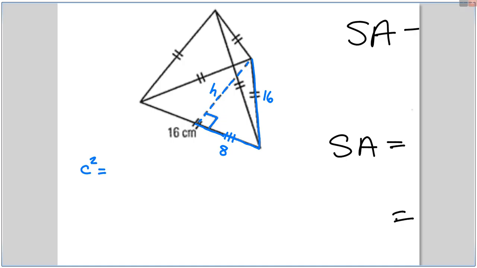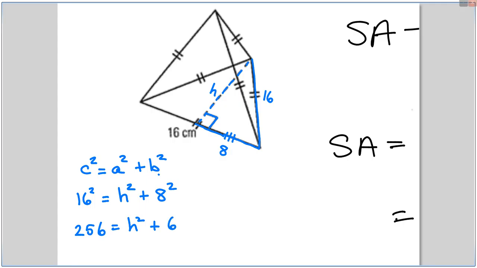So when you go to do this formula, what do I put in for C? The long side, which is always across from the 90. So this is 16. And then A and B are the two legs, the short sides. So let's call A the H and B the 8. So 16 squared is 256. H squared is, or 8 squared, 64.